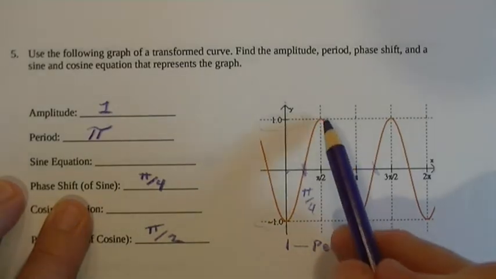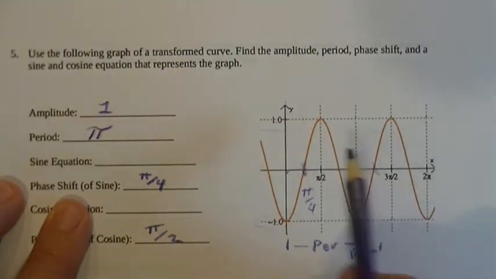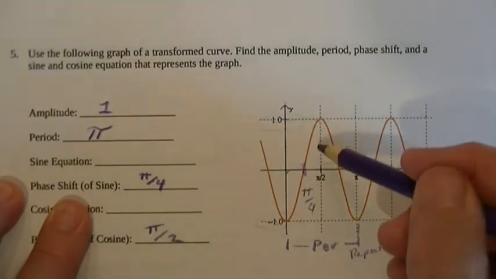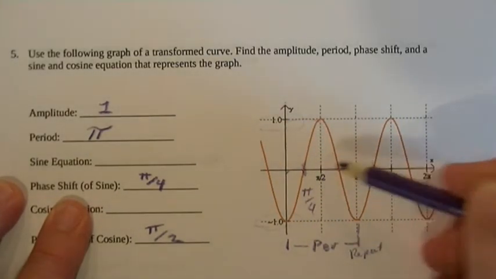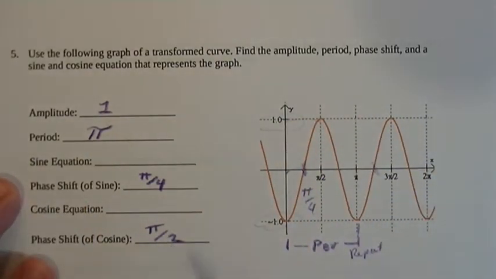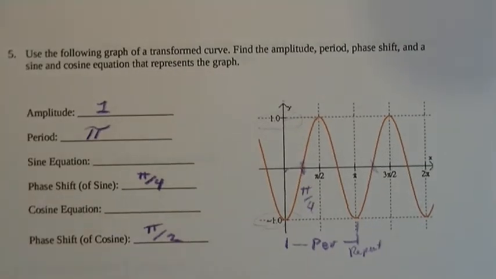Now remember, a cosine starts up here, right? So now we've phase shifted it all the way over here to pi over 2. So our phase shift for the cosine is pi over 2. So right off the bat, we got 4 out of the 6. And now all that remains is simply writing the equation.